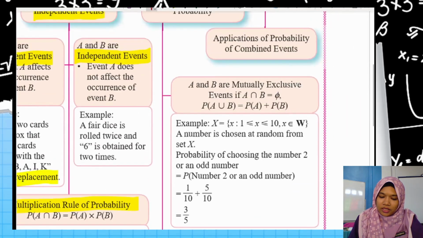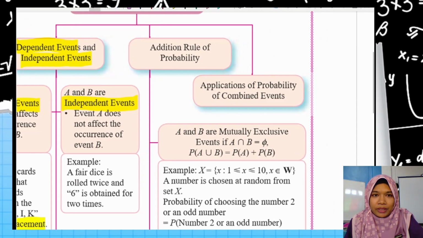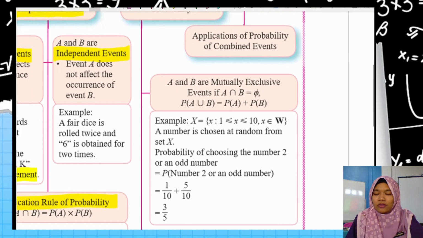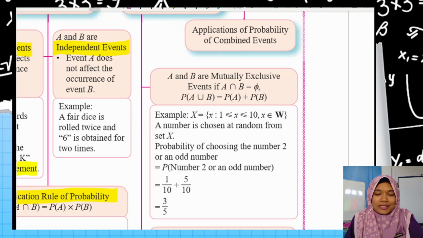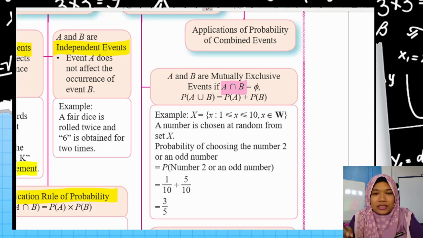Okay, now you also learn about the addition rule of probability when it involves mutually exclusive events and non-mutually exclusive events. What is a mutually exclusive event? Did you remember? Mutually exclusive event means that event A intersection event B is the empty set.